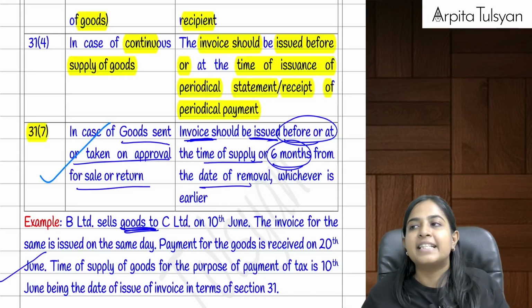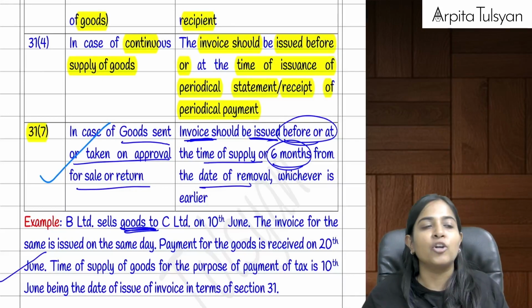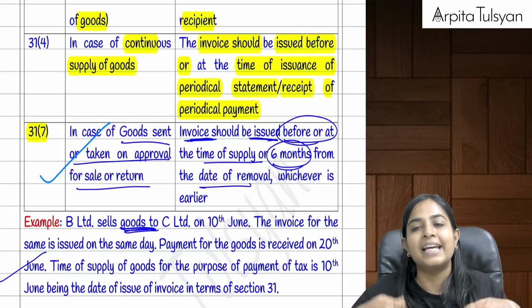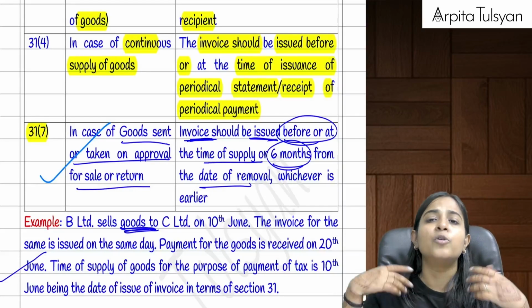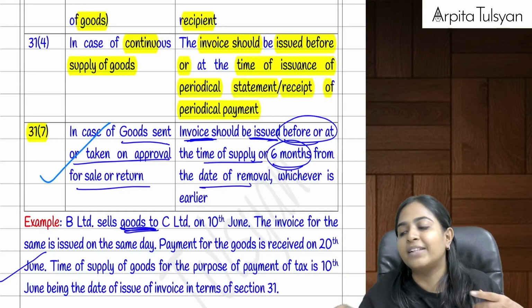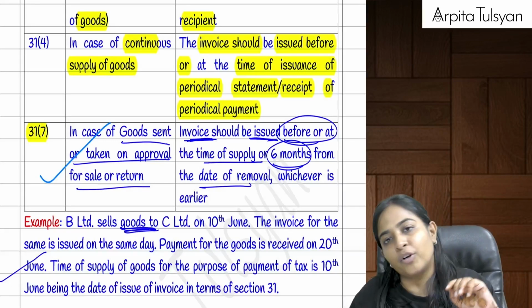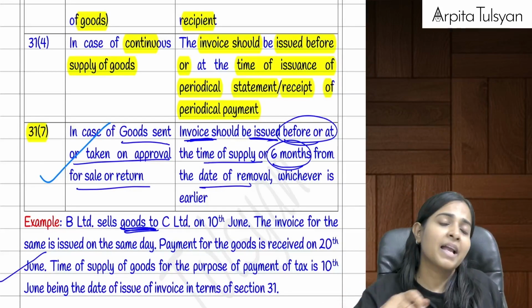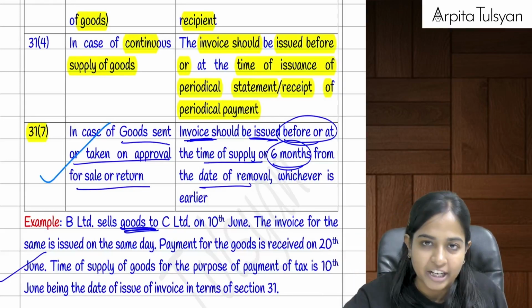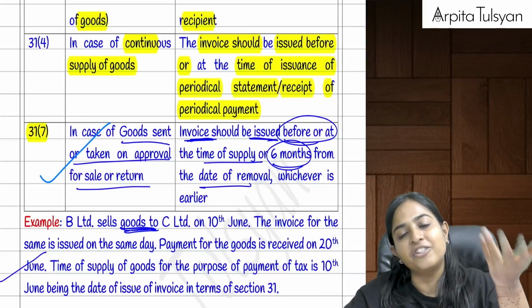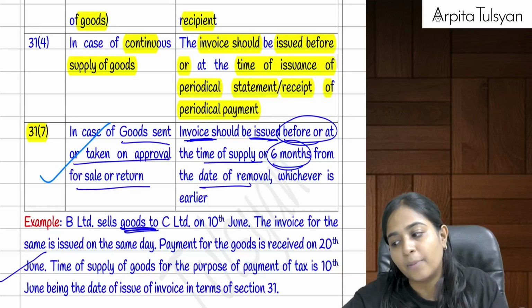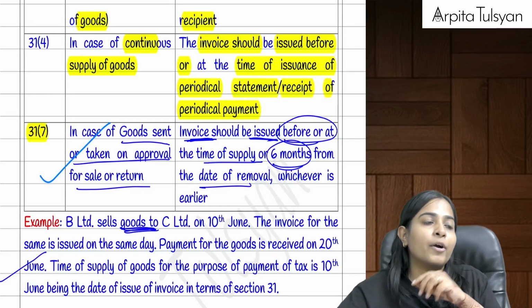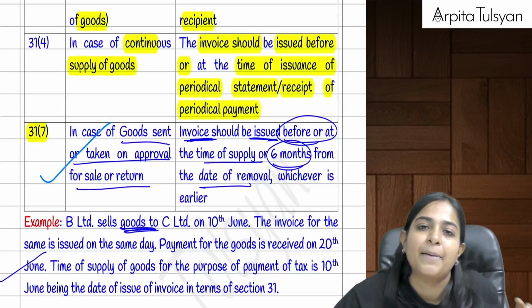In case of goods sent on approval, goods sent on approval for sale or return basis, I give you my goods, I tell you, see the goods, try the goods, and then you decide whether you want to accept the goods or you want to return it. So in that case, there can be only two possibilities. Either you will accept the goods or you will reject the goods. If there is rejection, then there is no supply at all. But if you have accepted the goods, then in that case, the date when you have accepted the goods.